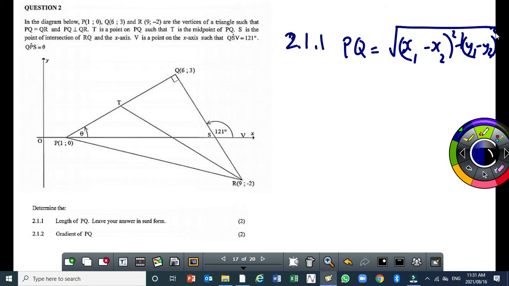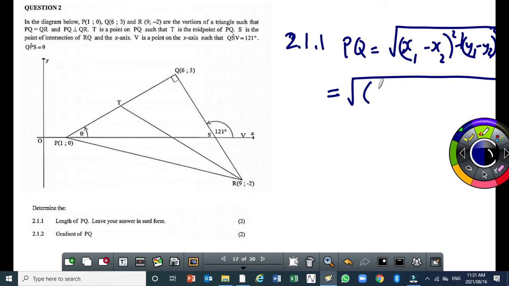If you start with x2 minus x1, y2 minus y1, it is correct. If you use xp based on the endpoint of the line segment, it's also correct. So you can write xp minus xq, yp minus yq. Any of those, they're all correct. Then we substitute. Let me consider point P as my x1.